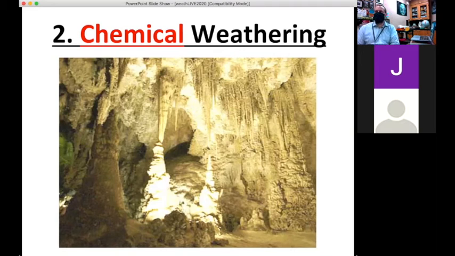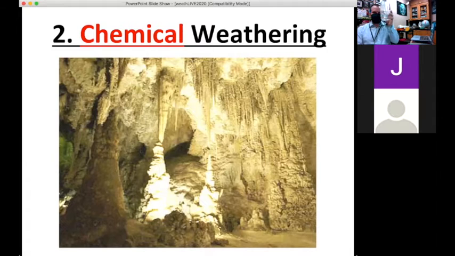We looked at one type of weathering. We looked at mechanical weathering, the hammer, right? It smashes rocks and soil and breaks it up, and then it erodes it, it takes it away.